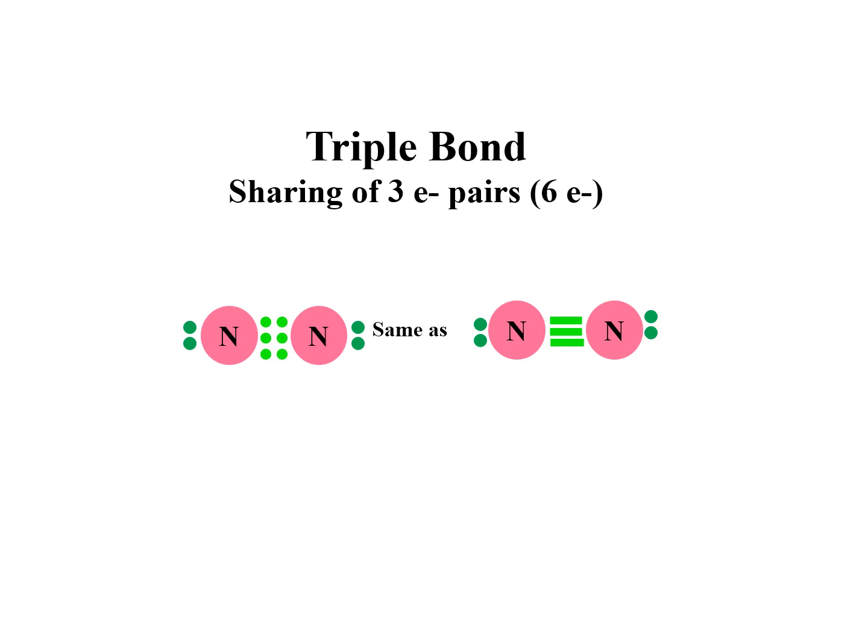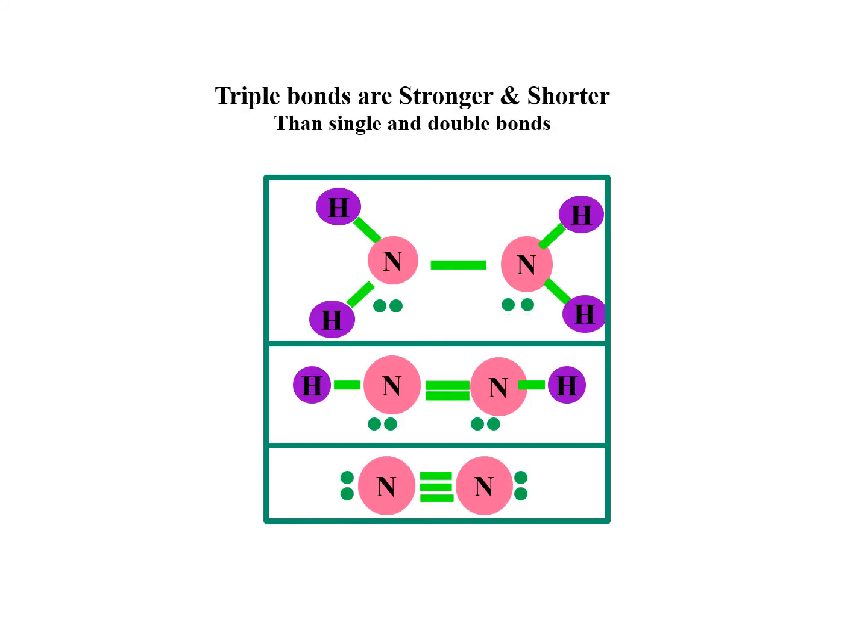So this again shows us an example where we have N2, one of our diatomic elements that actually has a triple bond in it. And again, the pairs of electrons represent the bonds. So we have a triple bond represented with 3 lines. This slide shows us the distance between single, double, and triple bonds, and also the strength.